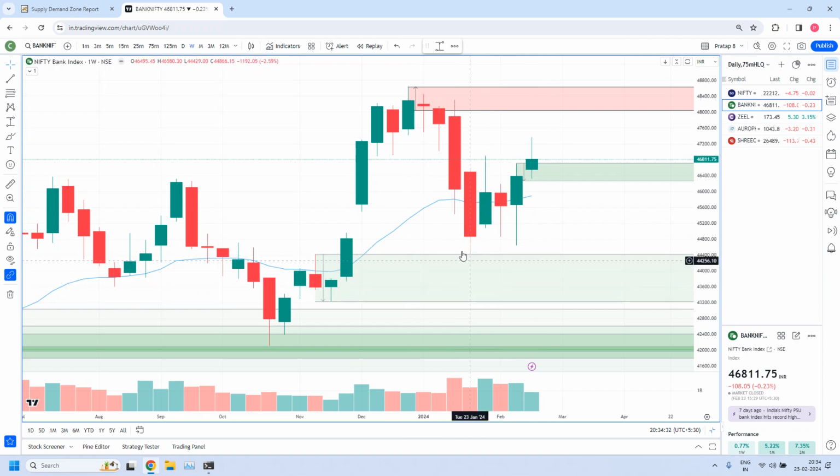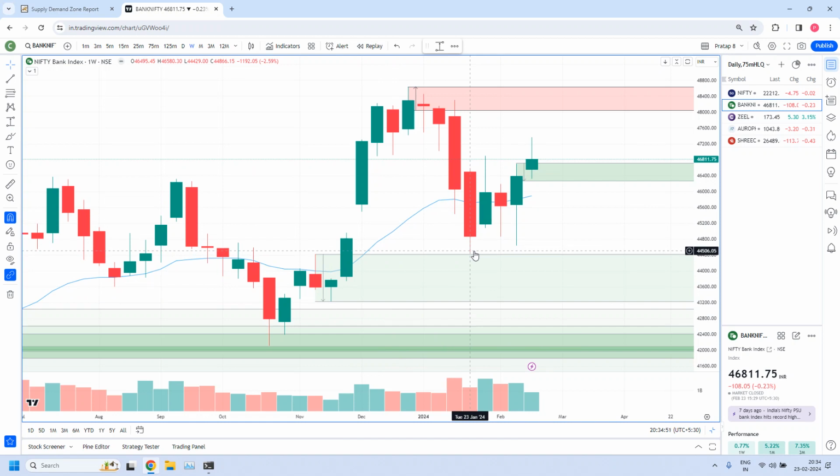The other strong points are, earlier there was a price over extension, and now the price over extension is completed and prices reached the nearest weekly demand zone after the weekly price over extension is completed. And the third point you should tell is, currently it is an uptrend.